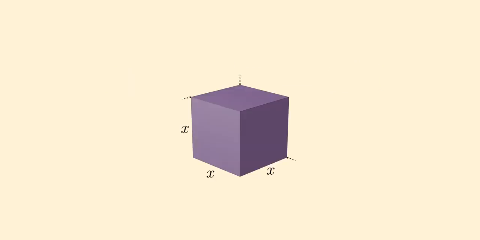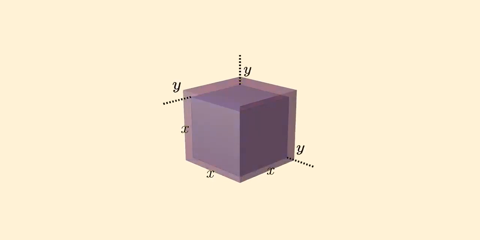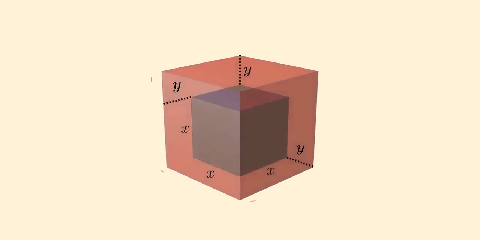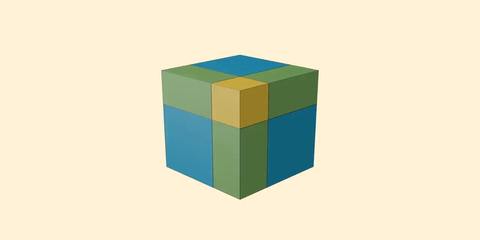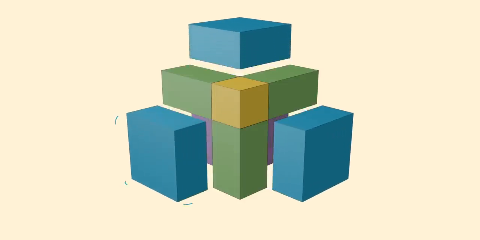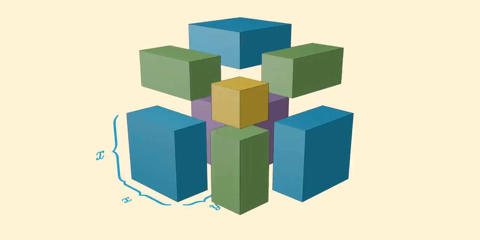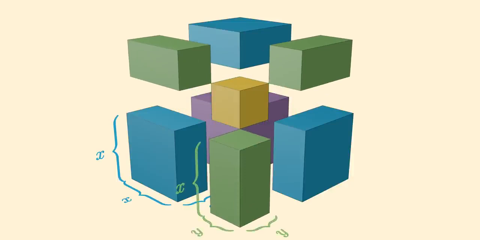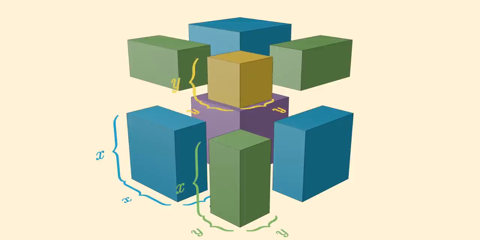Imagine extending 3 sides of this cube out a distance y, creating a new larger cube with sides of length, call it z. Z is just x plus y. The original cube has been padded out, and we can break up the additional volume into 7 shapes. There are 3 rectangular prisms with dimensions of x by y, and another 3 narrower prisms with dimensions of x by y. Plus, there's a cube with a volume y cubed.